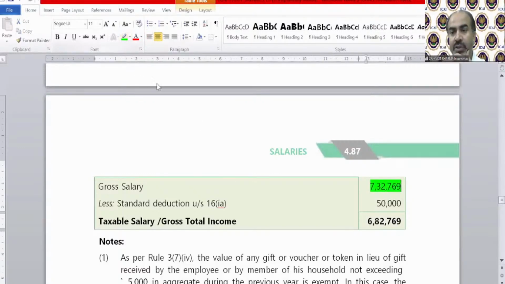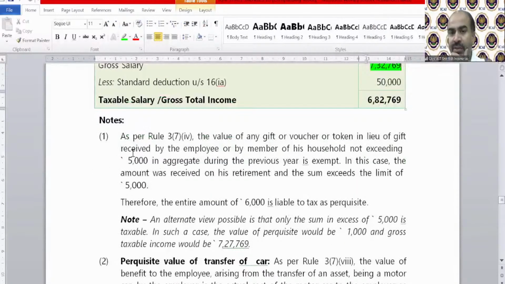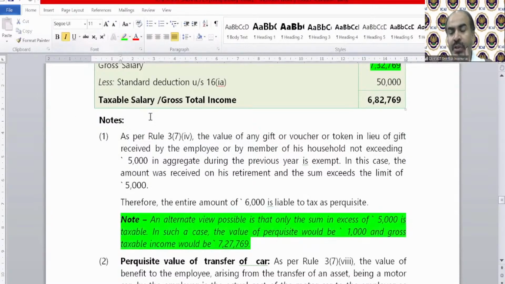And out of that gross salary, you reduce the deduction 50,000 or gross salary, whichever is lower, that is 50,000. And the balance will be your taxable income. This is the voucher provision. The voucher provision says that you can tax only 1,000 instead of 6,000. So that's the whole question we discussed.